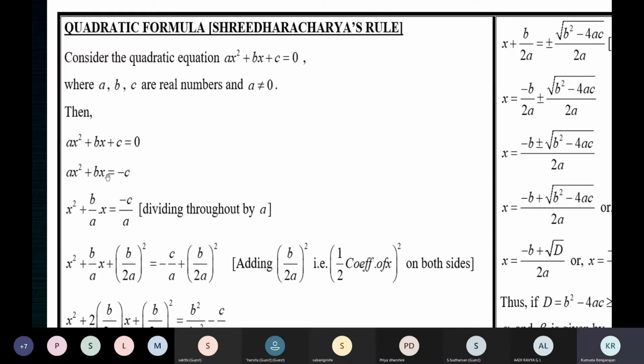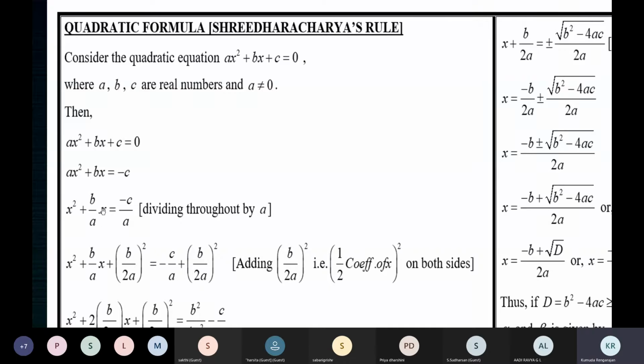Next, divide by the coefficient of x squared throughout. Divide the equation throughout by the coefficient of x squared. So what is the coefficient of x squared? a. So you should divide the equation throughout by a. When you divide ax squared by a, a and a get cancelled, so you get x squared. Then when you divide bx by a, you will get b by a x. I'm just showing that x separately.